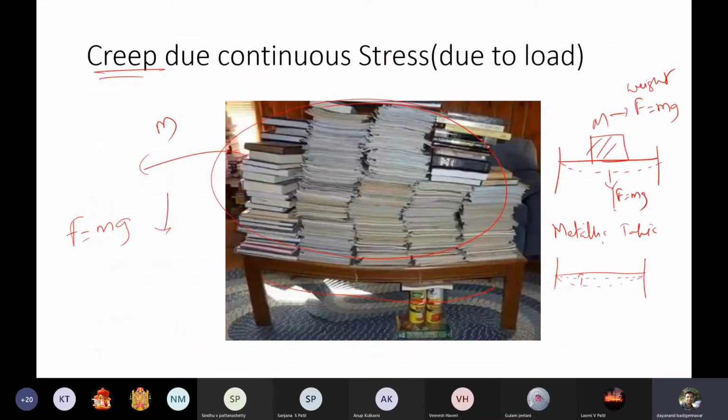Now this creep is also dependent upon the temperature. If the temperature is higher, the bending is greater.